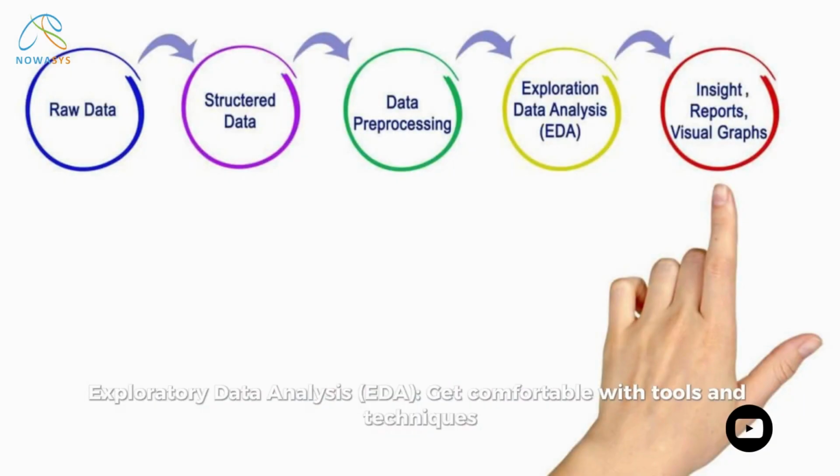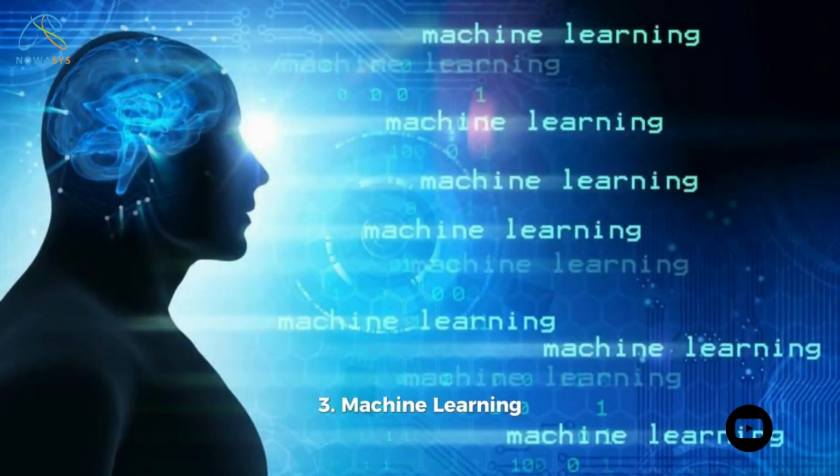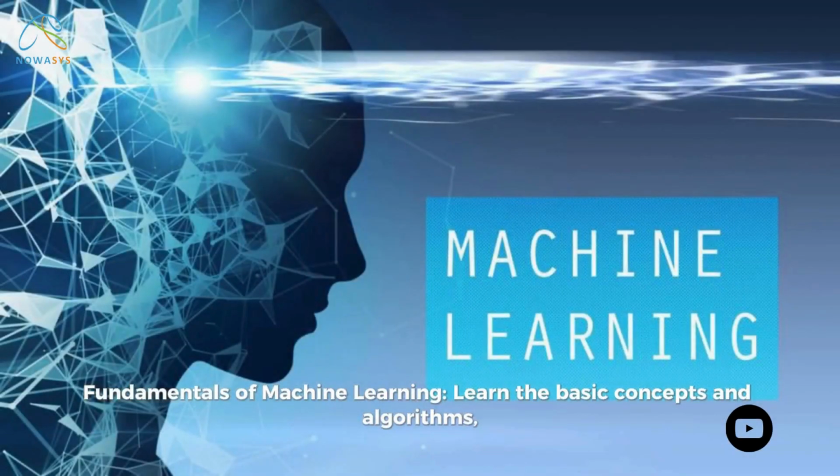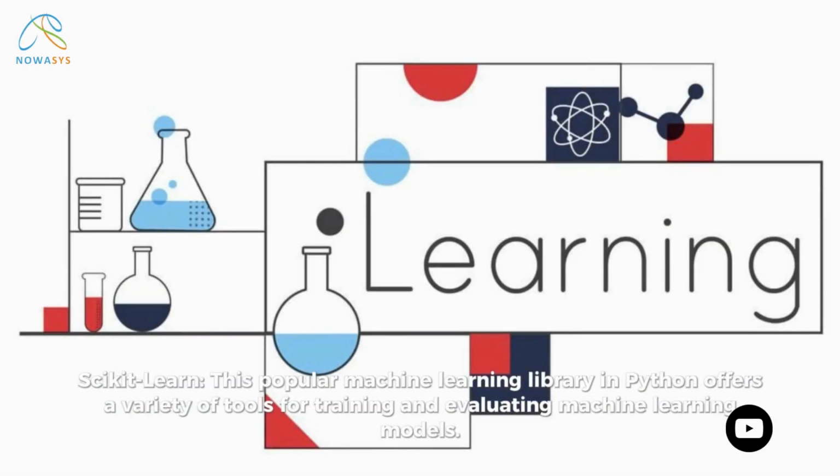Exploratory data analysis (EDA). Get comfortable with tools and techniques for visualizing and exploring data, for example, Matplotlib, Seaborn, and Plotly. 3. Machine learning. Fundamentals of machine learning: learn the basic concepts and algorithms, such as linear regression, logistic regression, decision trees, and clustering. Scikit-learn: this popular machine learning library in Python offers a variety of tools for training and evaluating machine learning models.